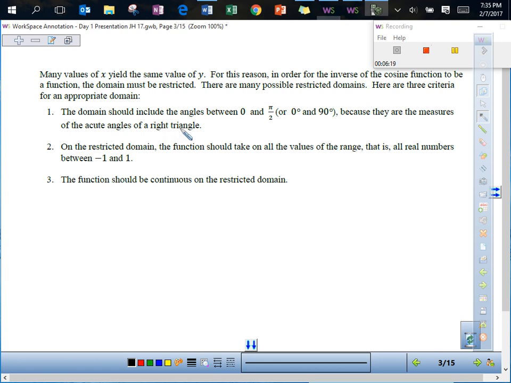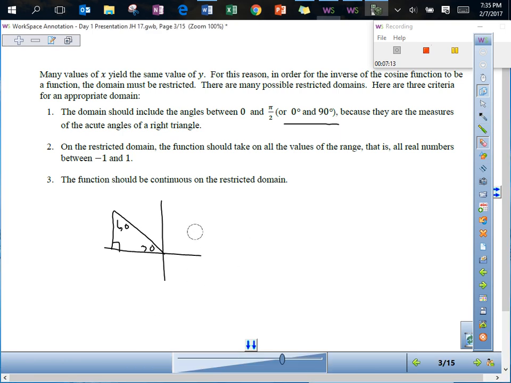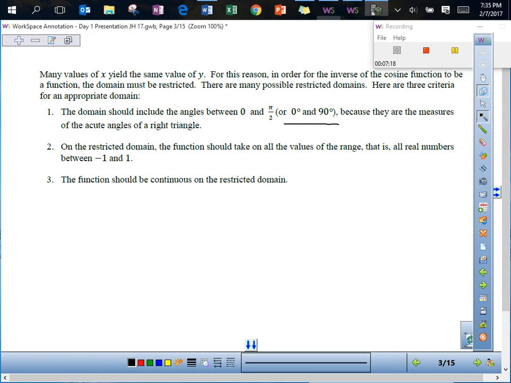It says the domain should include the angles 0 to pi halves, the 0 to 90, because they are the measures of the acute angles of a right triangle. Whenever we drew our reference triangles, guys, remember what kind of angles showed up in these? Usually a 30, 60, 90, or 45, 45, 90. So I need to make sure I include those angles. The second criteria said it should take on all values of the range. That means I should have the positive values, and I need to also have the negative values. And then the third criteria that we need to fulfill is we need it to be continuous.